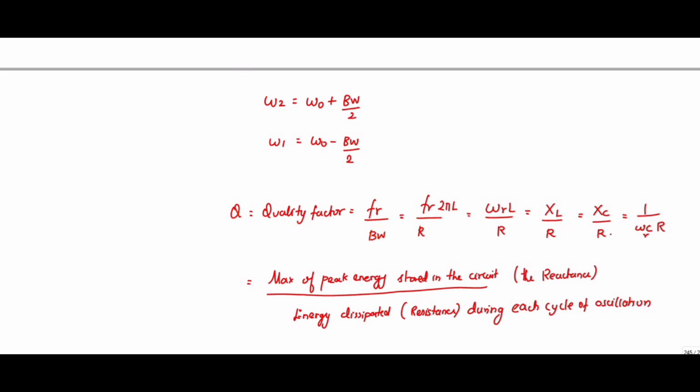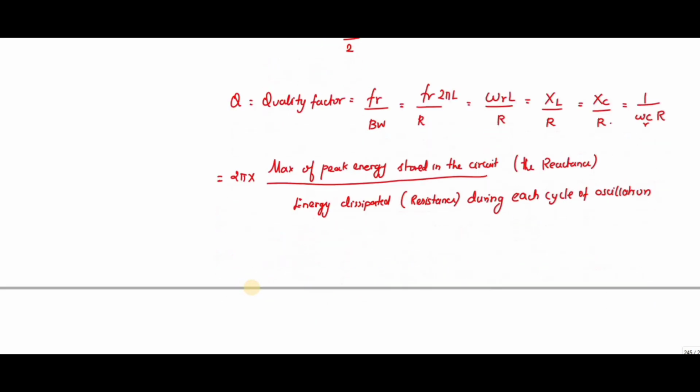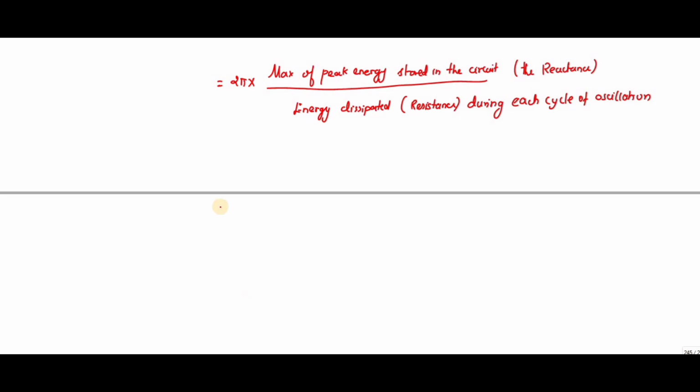Okay. So you can multiply 2 pi, 2 pi. If I solve this one, you will get the same answer only. So 2 pi, what is the peak energy stored in the inductor? 1 divided by 2 L I square. Energy is equal to power into time.